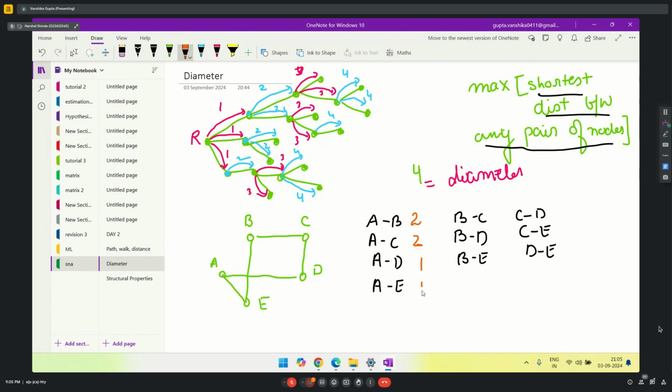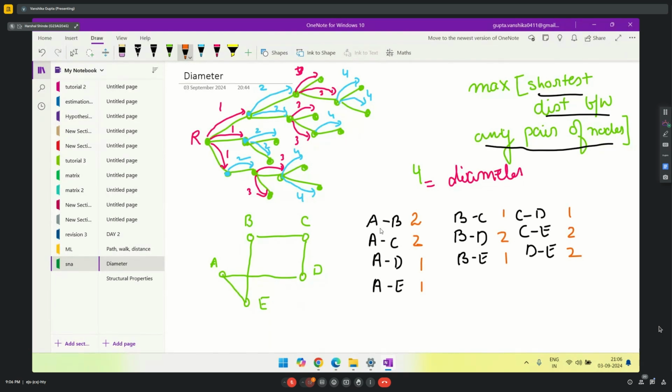Next, A to E will be 1. B to C, the distance will be 1. B to D will be 2. B to E will be 1. C to D 1. C to E will be 2. And D to E will also be 2. So we got all the shortest distances between all possible pairs.